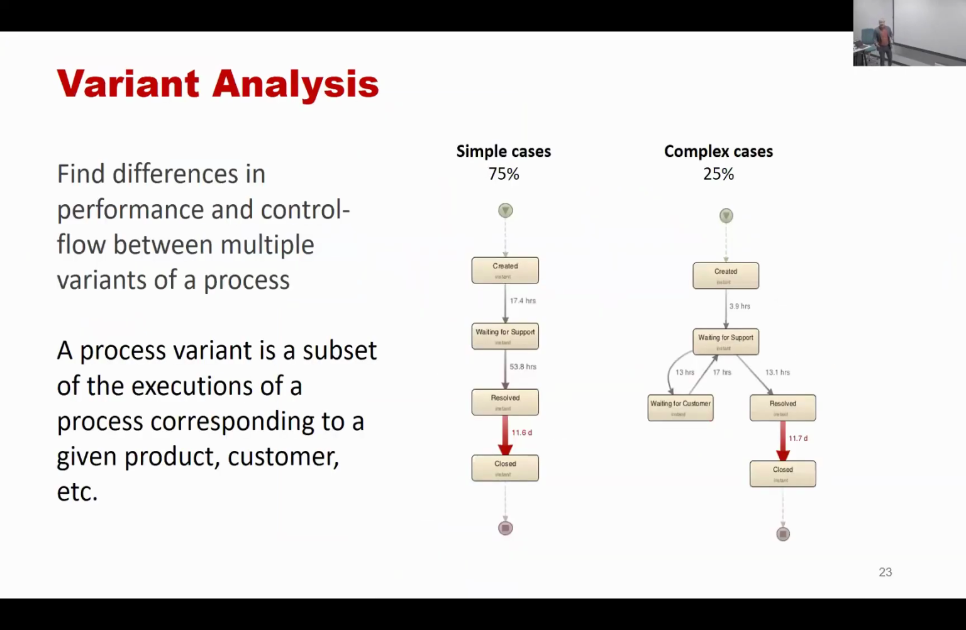So, for example, using these variant analysis techniques, we will be able to compare the cases that go fast versus the cases that go slow. And we'll be able to see things like, for example, hey, in the cases that go slow, there is some rework loop here that doesn't occur in the cases that go fast. And that's going to tell me a lot about where are the sources of defects in my process that are causing me long cycle times.